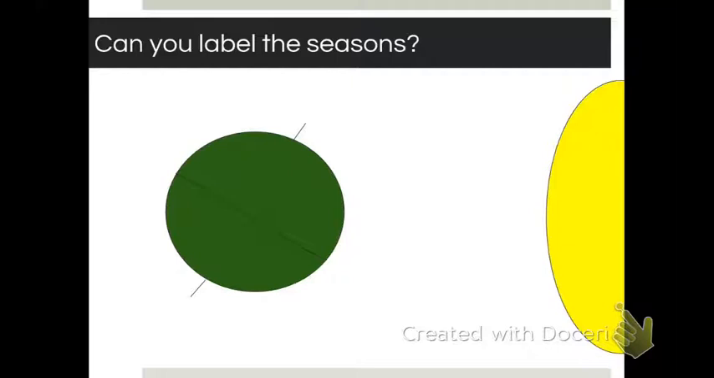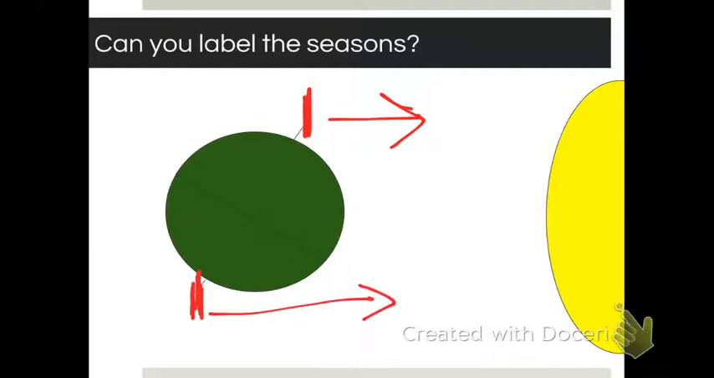The northern hemisphere in this case is summer, because the northern hemisphere is tilted towards the sun, and the southern hemisphere is winter because it's tilted away from the sun. So again, if you are having trouble telling if it's tilted towards or away, then you can put one finger on the North Pole and one finger on the South Pole. And whichever finger is more towards the sun, in this case it's right over here, that's more towards the sun. This one's more away from the sun.